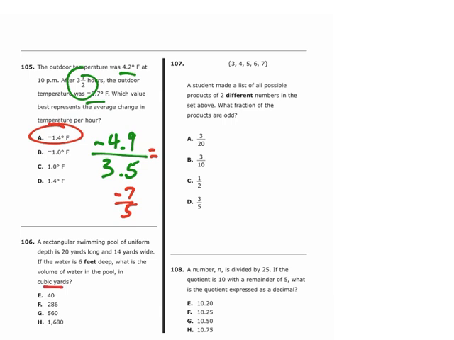Here we just need to know that there's 3 feet in 1 yard, so 20 yards by 14 yards by 6 feet, which is 2 yards, is going to give us 560.